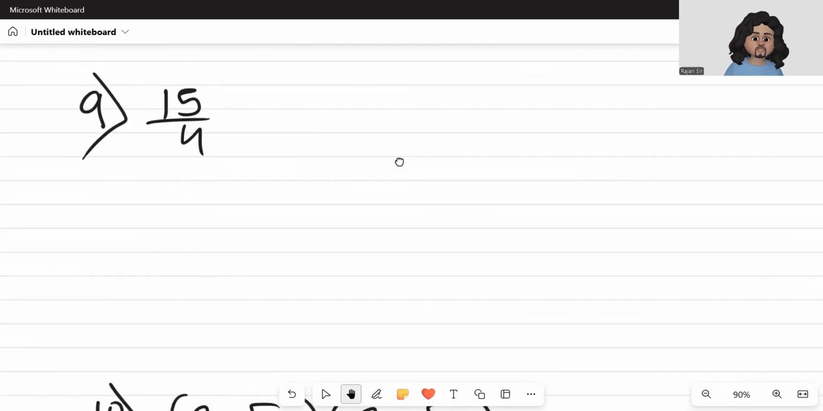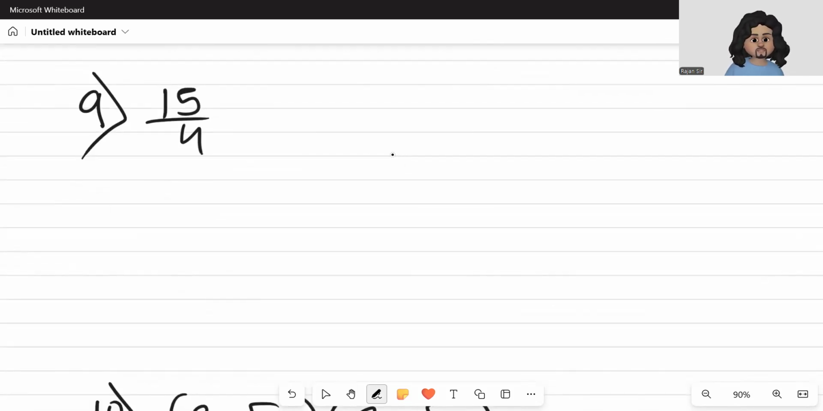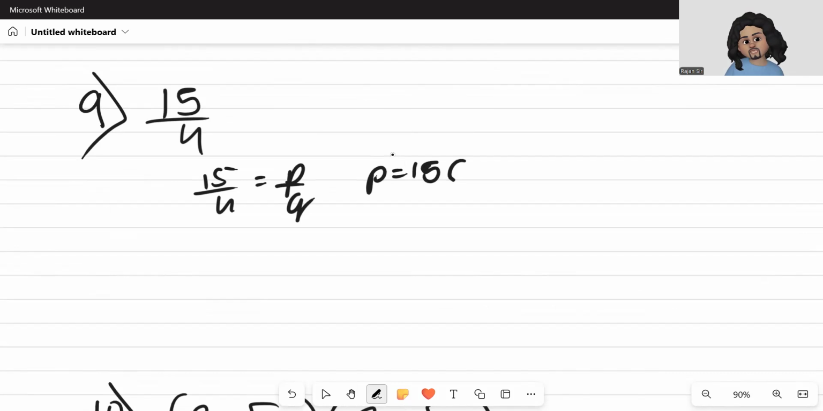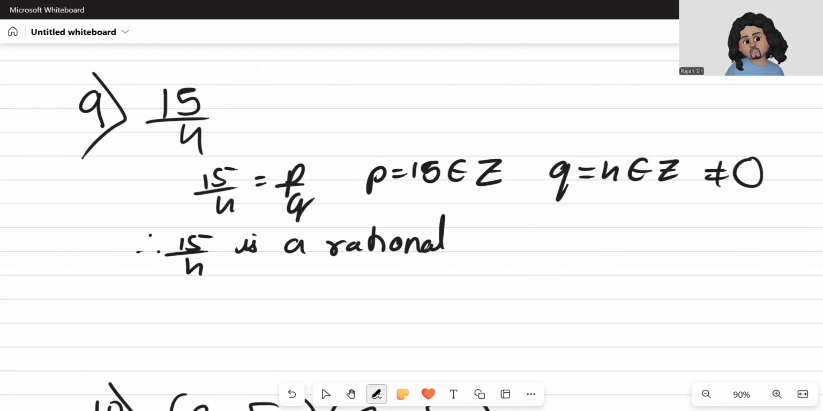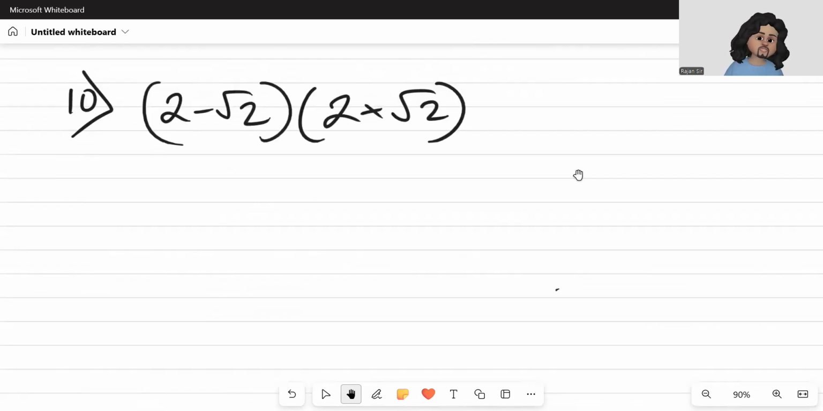Let's go to the next one, a fraction. So in general we have, okay, now 15 by 4 can be written as p by q. P here is 15, which belongs to Z, that is integers, and q is equal to 4, which also belongs to Z and which is not equal to 0. So therefore 15 by 4 is a classic example of a rational number. Okay, that makes sense. I hope you're understanding.